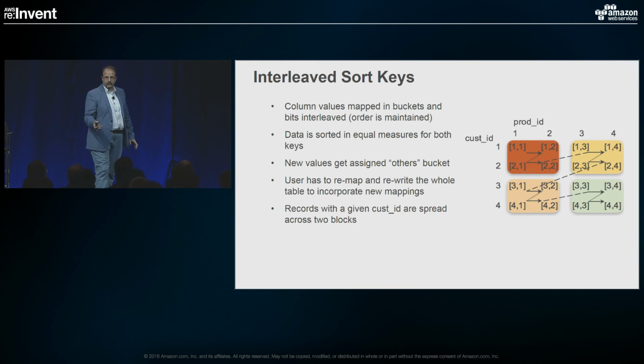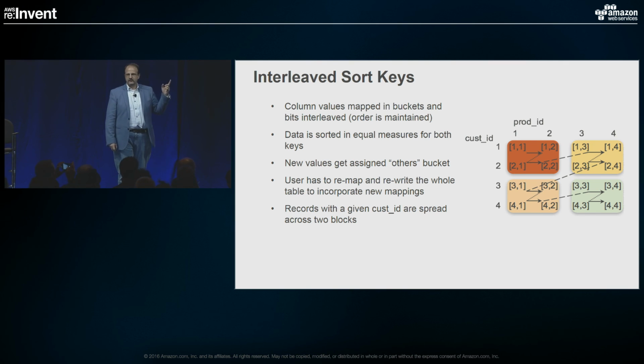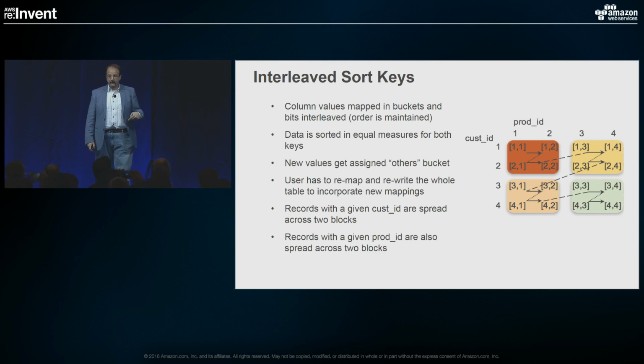Now, in my example, if I'm looking for one customer ID, instead of scanning 4 blocks, I scan only 2 blocks. If I scan by a product ID, I also only scan 2 blocks instead of 4 blocks. So I get logarithmic access to the table, and it's much faster than linear scan, right?